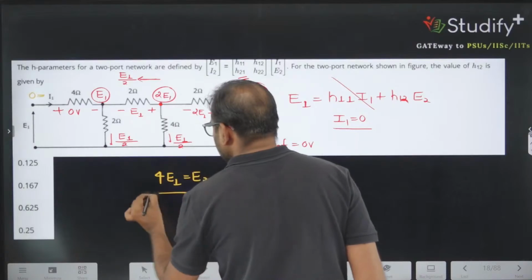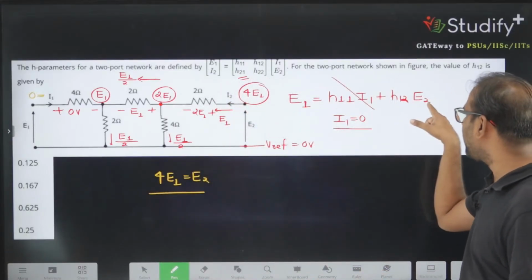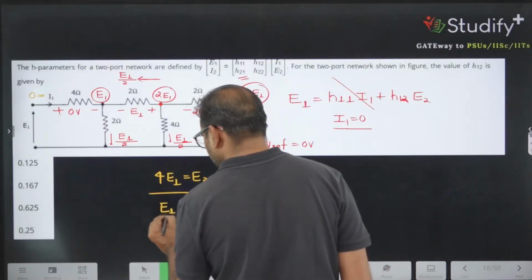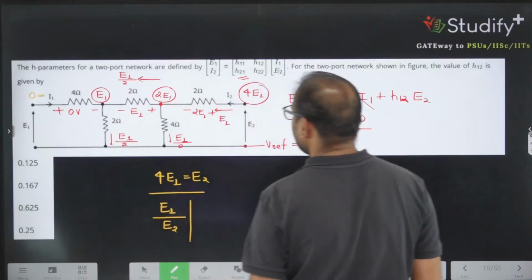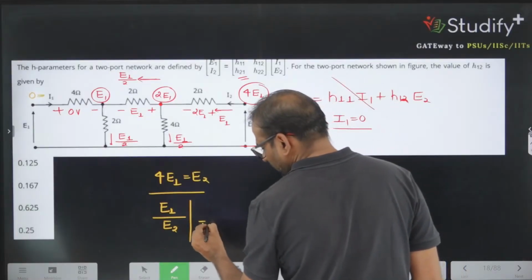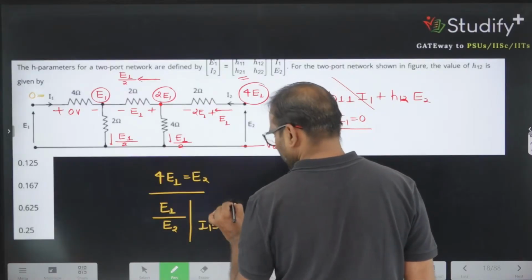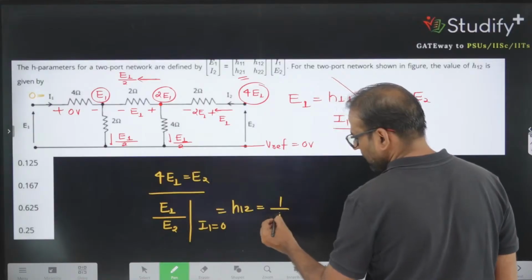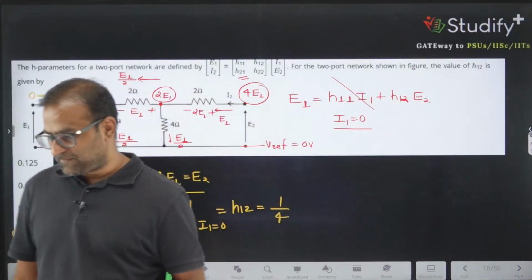And if we are interested in the E1 by E2 ratio, it is found by making I1 equal to 0. This value is known as H12, and H12 equals E1 by E2, which is 1 by 4. 1 by 4 is what? 0.25. This is the correct answer.